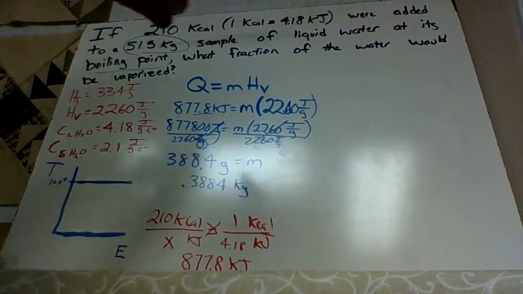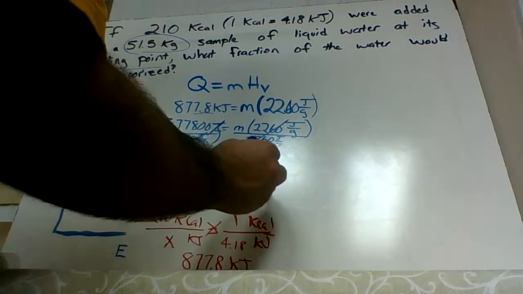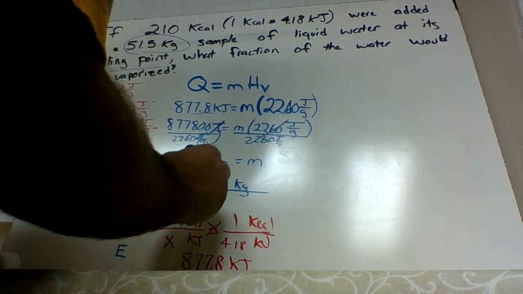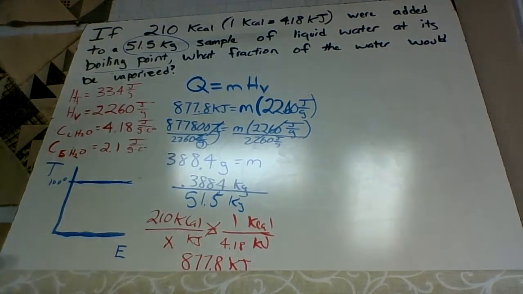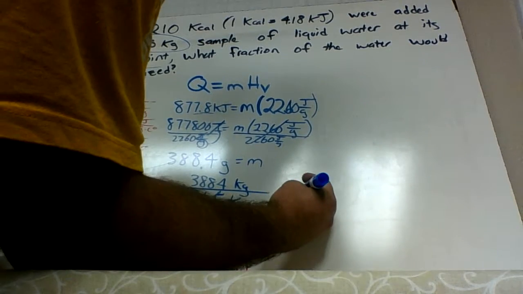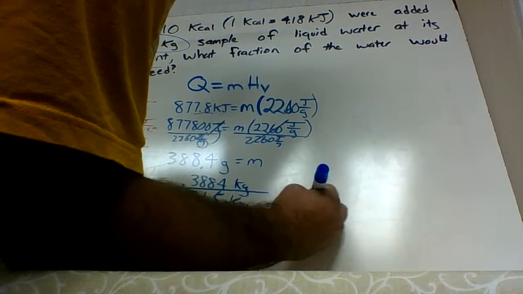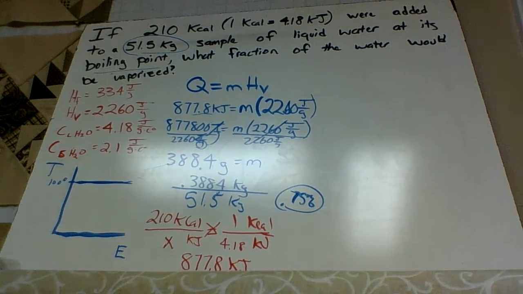And so if I want to find out what fraction of the water would be vaporized, I'd want to take that mass over my 51.5 kilograms. And if I ask you to solve for a percentage, which should have probably been a better question, you take 0.3884 divided by 51.5, then multiply by 100, and you get 0.75%. So less than 1% of the water, 0.75%, less than 1% of the water is actually vaporized.